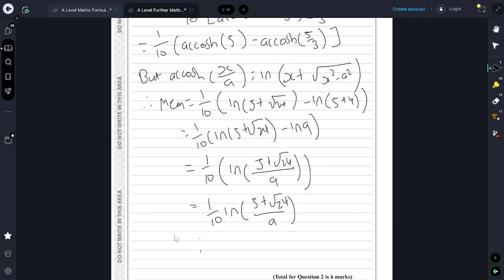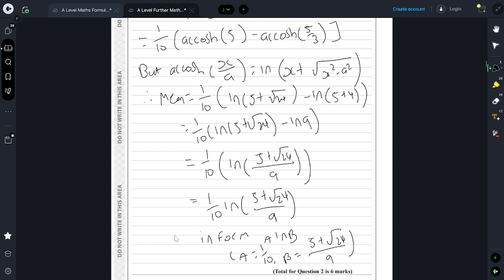And that is in the form A ln B, with A a tenth and B is this number here, 5 plus root 24 over 9, okay? So that's the answer to that. Let's make that a bit clearer. So yeah, not too bad of a question so far. Lovely jubbly.